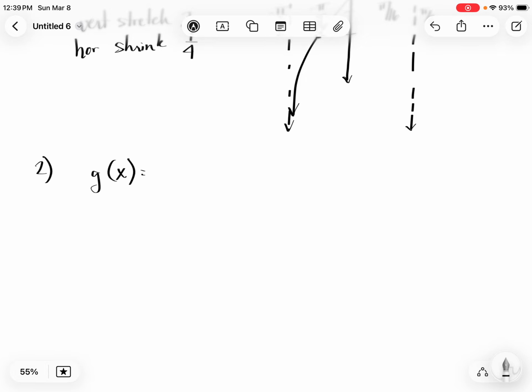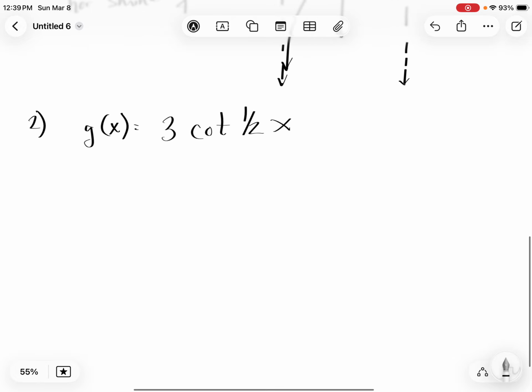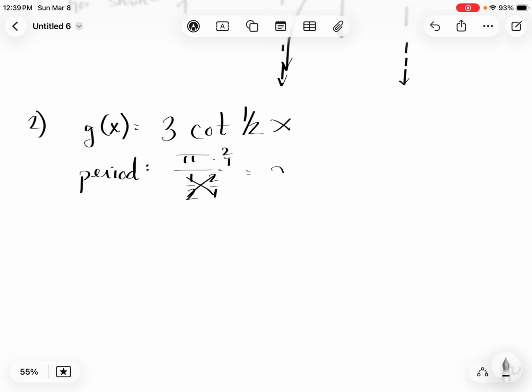We have 3 cotangent 1/2 x. So first of all, to find the period for this, same thing, we're pi over b. B in this case is 1/2. If you ever have a fraction on the bottom of a fraction, you need to multiply it by its reciprocal. And when you do that to the top and the bottom, this cancels out, so you end up with 2 pi. Okay, so that's the period.